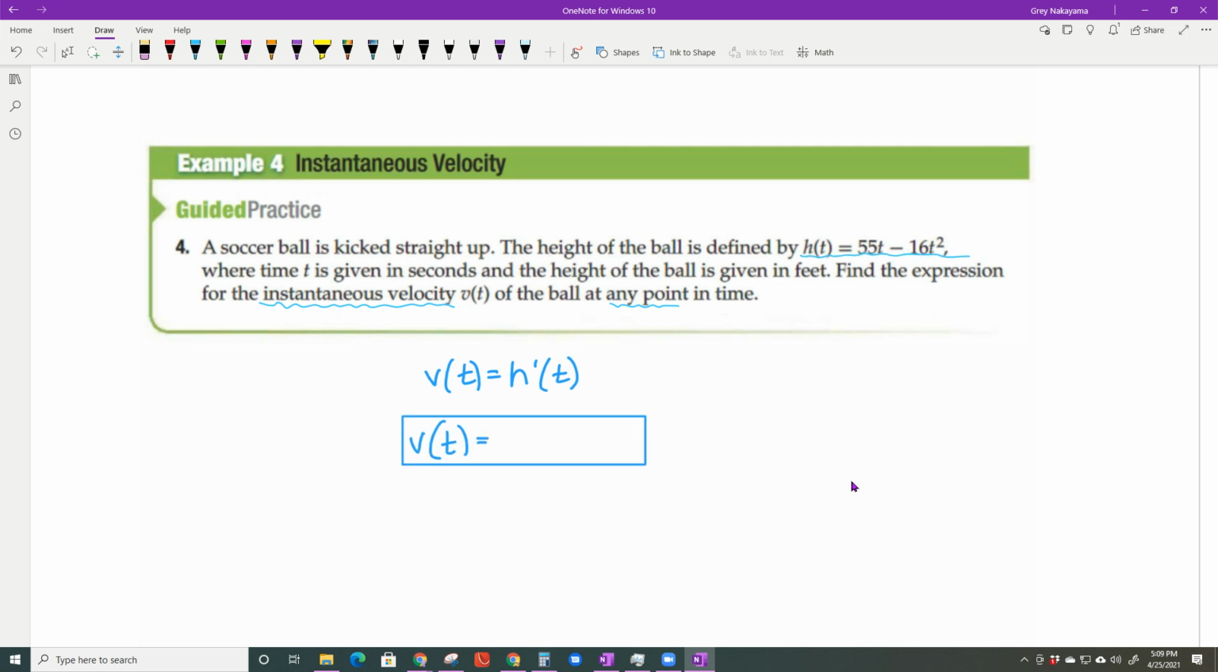Okay, so v of t, 55t, t is to the first power, so 1 minus 1 is 0, so I'm just going to have 55. And then 2 times 16 is 32, and 2 minus 1 is t. So that is the instantaneous velocity. So the hardest part about this, y'all, is just remembering the vocab. So you got to remember what it's asking, because I know you know how to do it all.